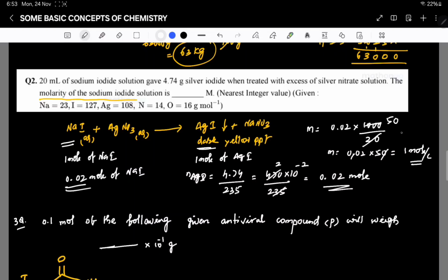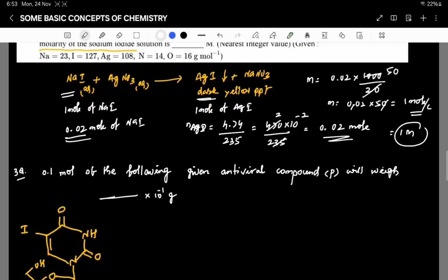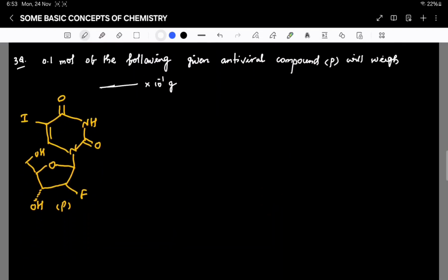1 molar. So the simple answer, student, is 1 molar, right? So this is the second question. Simple mole concept only we use, right? Next, look at the third question, student. 0.1 mole of the following given antiviral compound P will weigh dash in, right? Okay, this is also simple, student.